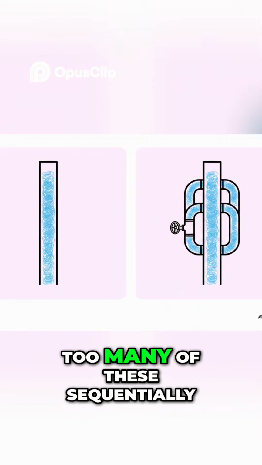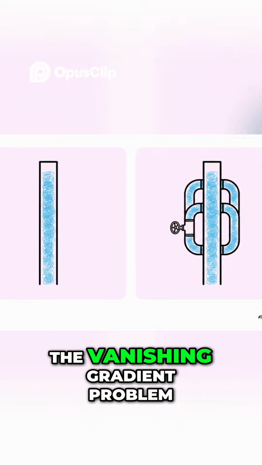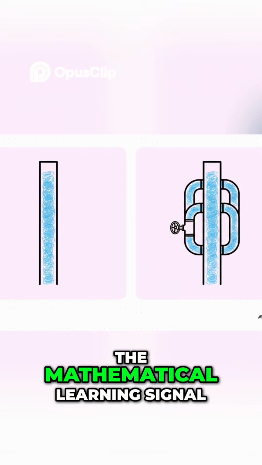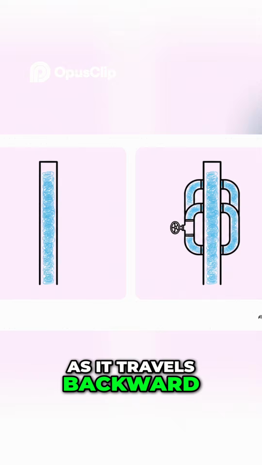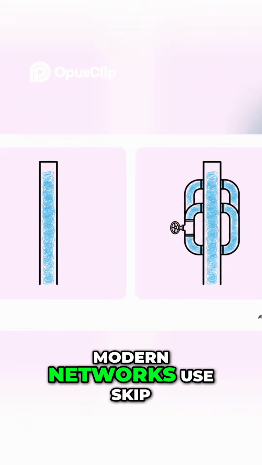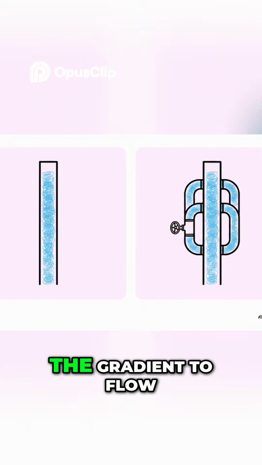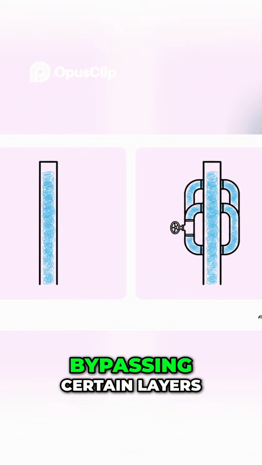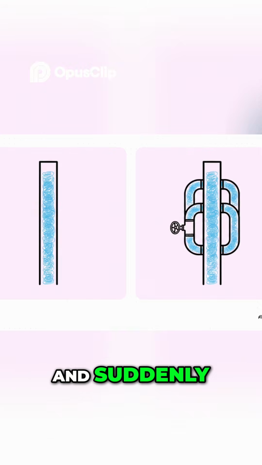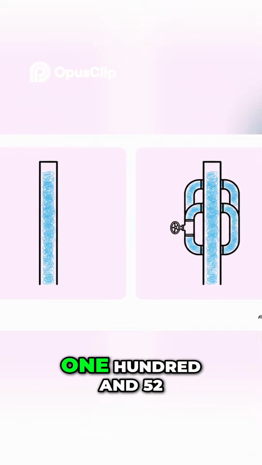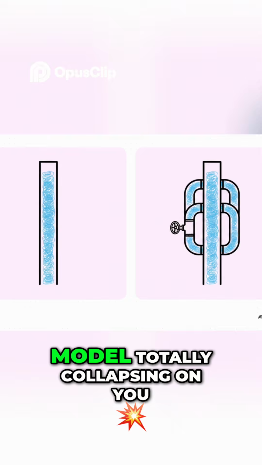If you stack way too many of these sequentially, you run right into the vanishing gradient problem. The mathematical learning signal just gets too weak as it travels backward through all those layers during training. Modern networks use skip or residual connections. They provide really handy shortcut paths for the gradient to flow smoothly by completely bypassing certain layers. Suddenly, there's no problem building those massive 152-layer architectures without the model totally collapsing on you.